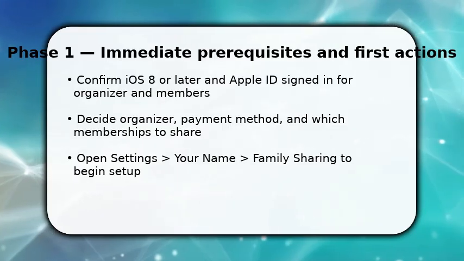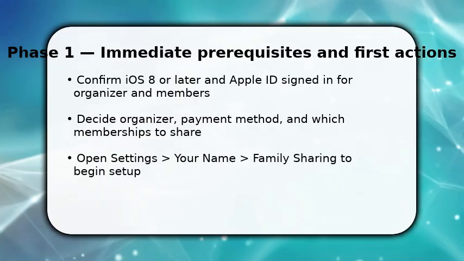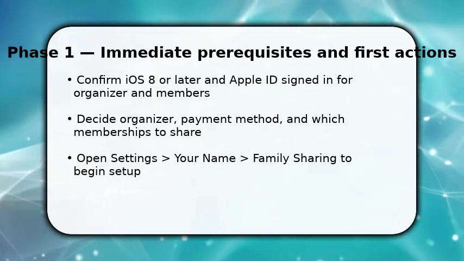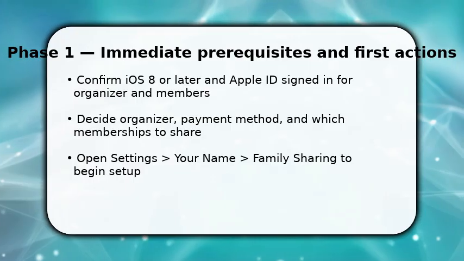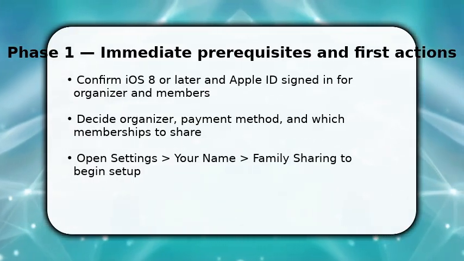Start the setup flow and invite people by Apple ID. Make sure Contacts and Find My are enabled for smoother invites. This initial step creates the family group and central billing. It's important because it governs shared purchases, subscriptions, and parental controls that you'll configure next.